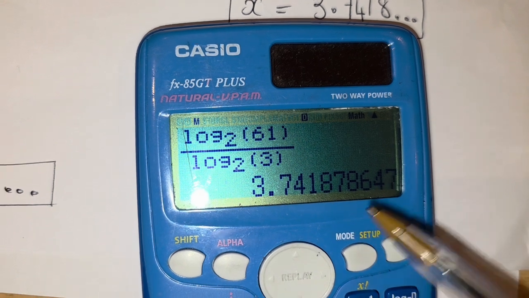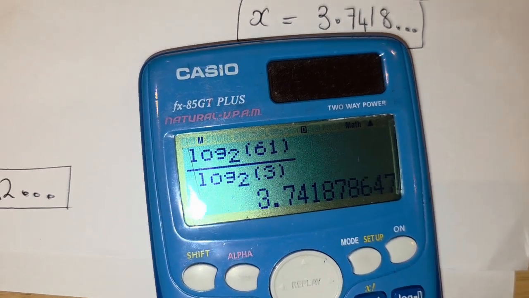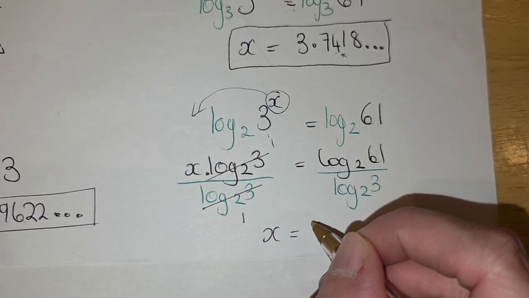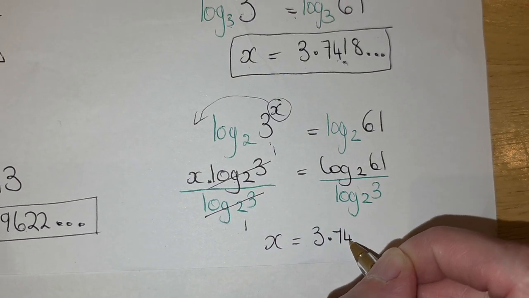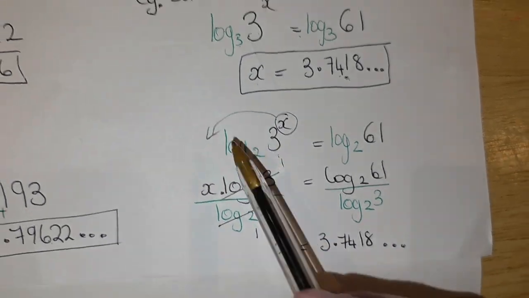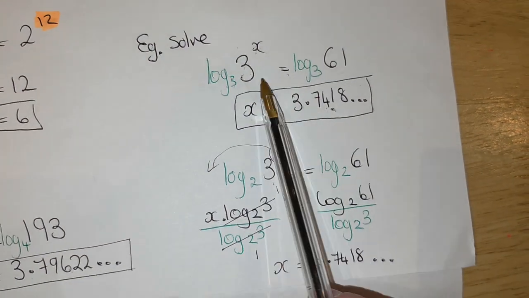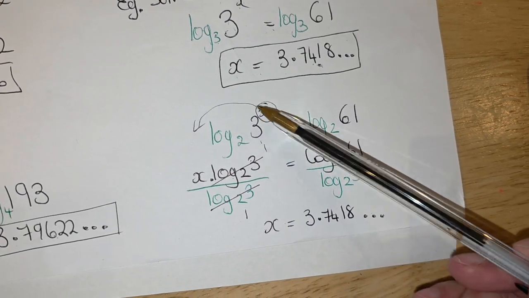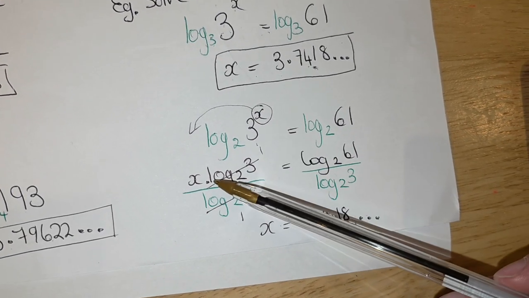And I get back 3.7418, which is the exact same answer that I got up here. But it just shows that I have a tiny little bit of extra work to do because I introduced a log with a base of 2 as opposed to the log with the base of 3. So that's quicker. It was literally one step. This ended up being 2 steps because you had to apply further rules of logs in order to get x on its own.